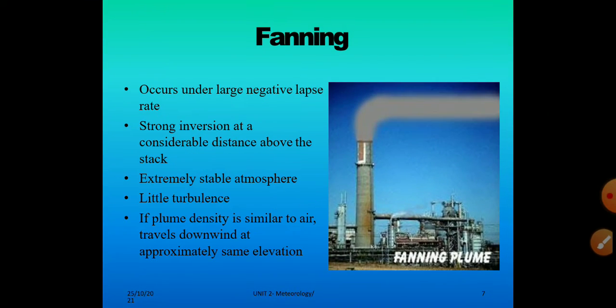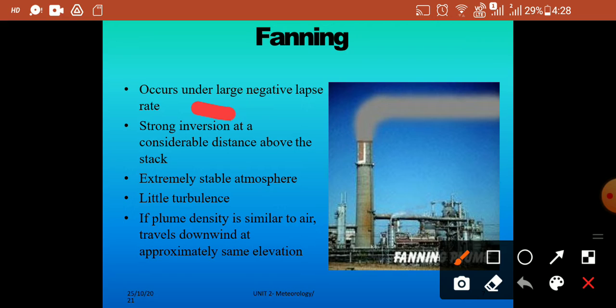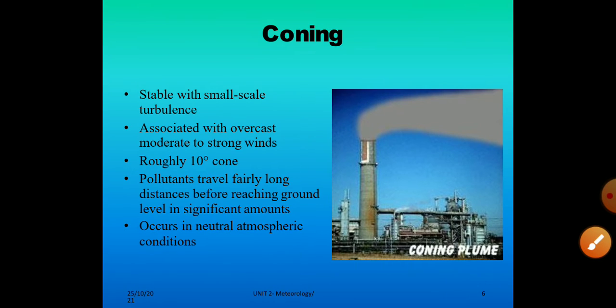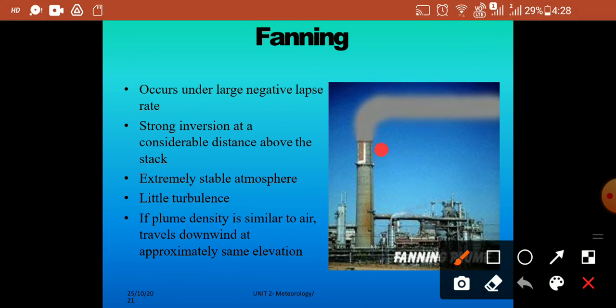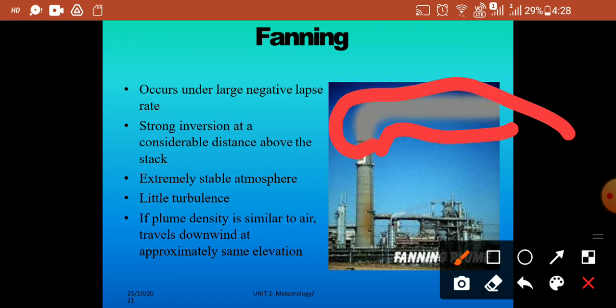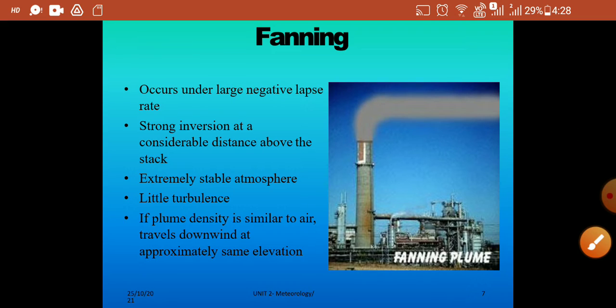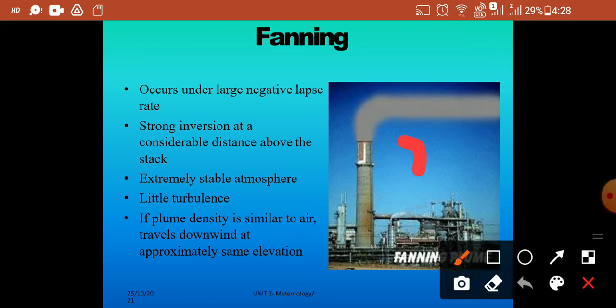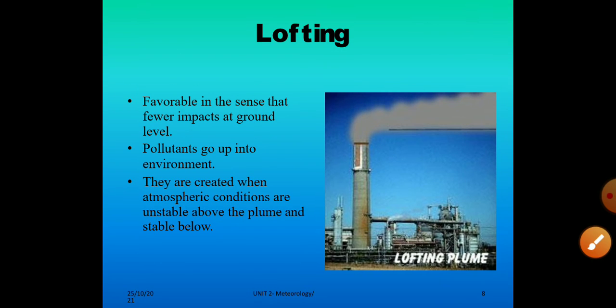Okay, so the next one is the fanning effect. The fanning effect occurs under a large negative lapse rate, with a strong inversion at a considerable distance above the stack. In the fanning effect itself, the disturbance will be less, and it is an extremely stable atmosphere. Here the disturbance is little. The plume, whose density is similar to air, travels at approximately the same elevation, so the height is at the same stage.